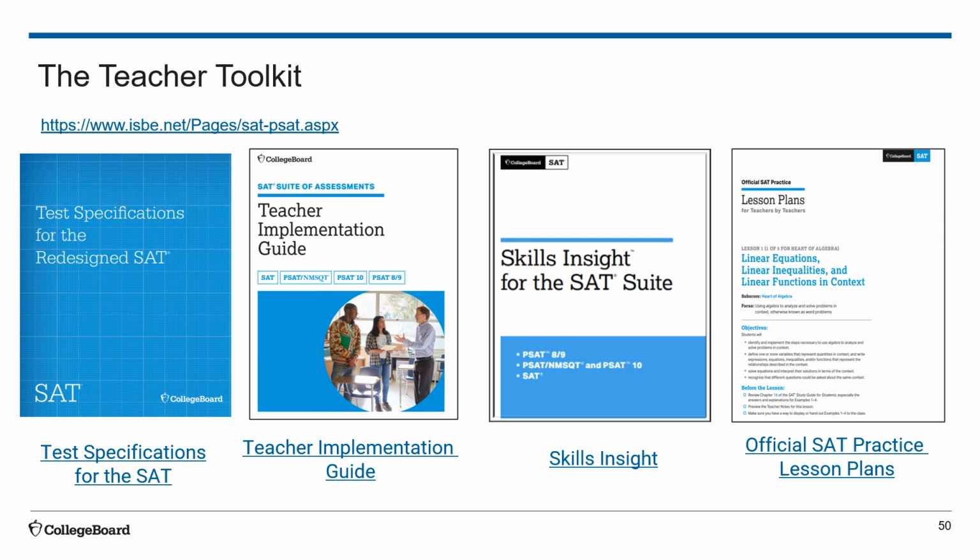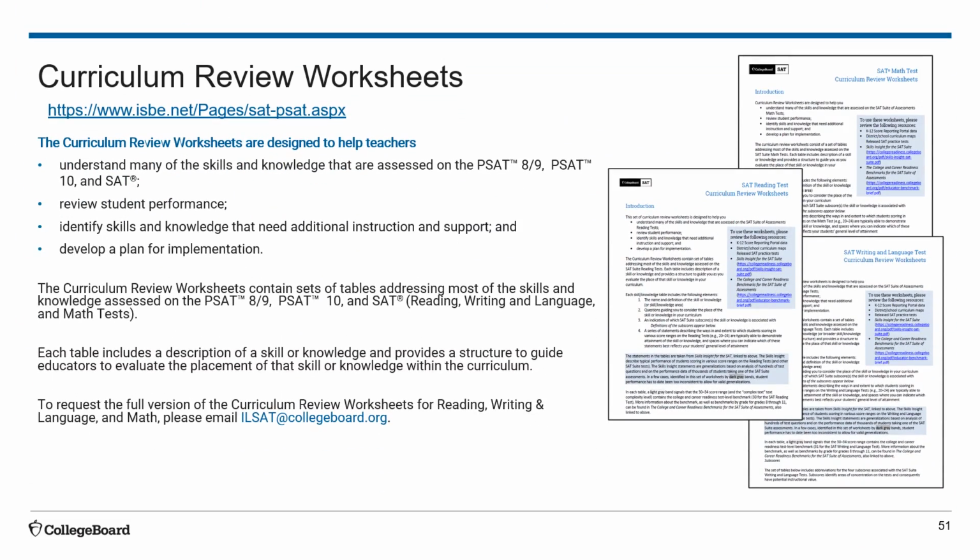In addition to the resources highlighted on this slide, there are other items included in the toolkit, such as the SAT Essay Rubric. The rubric is used by essay scorers to determine student performance on the SAT essay. Other auxiliary materials to support science and social studies teachers are also provided. The curriculum review worksheets referenced within the SAT Teacher Toolkit can be found on the URL on the slide. Additionally, to request the full version of the curriculum worksheets for reading, writing and language, and math, please email ilsat@collegeboard.org.